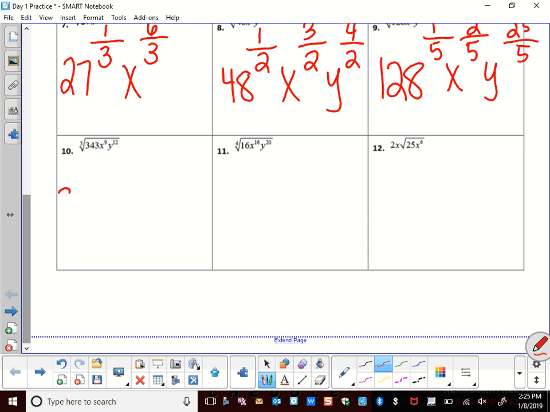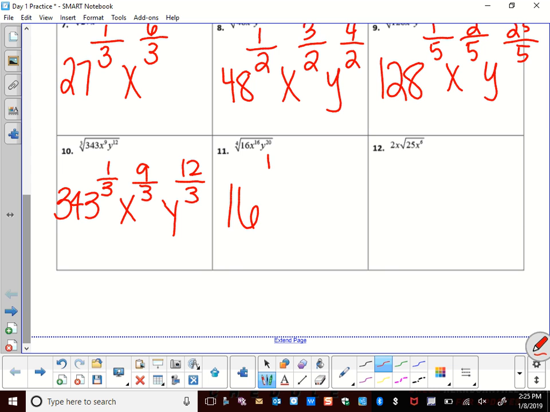Number 10, you should have 343 to the power of 1/3, x to the power of 9 over 3, and y to the power of 12 over 3. Number 11, we should have 16 to the power of 1/4, x to the power of 16 over 4, and y to the power of 20 over 4.